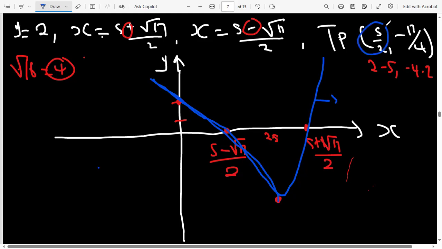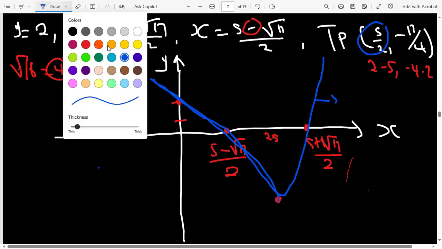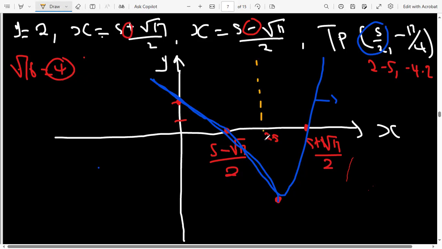Then the line of symmetry. So why is the x coordinate of the turning point the line of symmetry? This is the reason. Line of symmetry simply means you are dividing something into two equal parts. So when I draw a line here, I haven't drawn it properly, but I hope you get what I mean. Let me try to draw it.